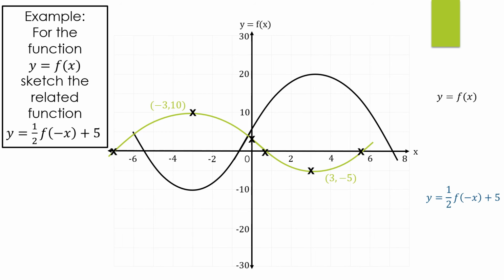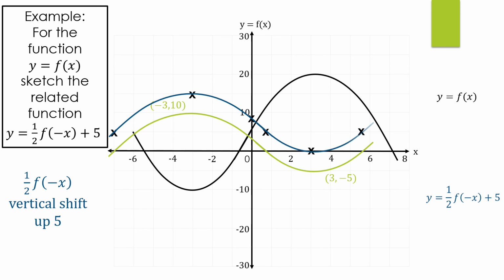Now we're at our final step, and we're looking at y equals a half of f of negative x plus 5. So this means we have a vertical shift up 5 of our half of f of negative x. So every single one of our y-coordinates is going to go up 5 units. So let's move our stationary points first. So we're going up to negative 3, 15, and 3, 0. Then we're going to move our roots all up so that we've got our y-coordinate of 5. And finally, our y-intercept goes up to 0, 8.